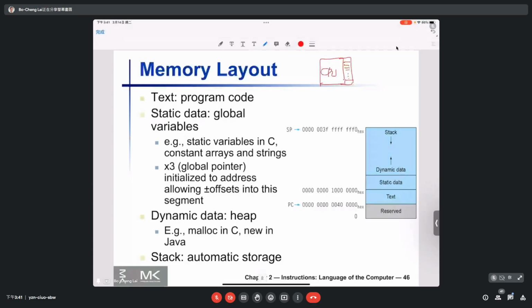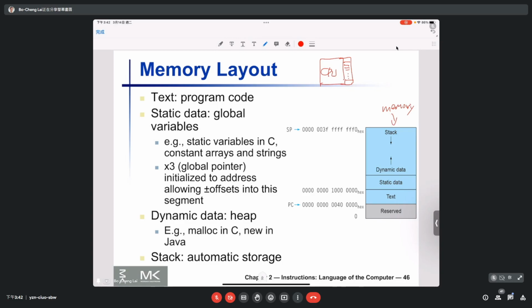Okay, is that okay? All right, so for the memory layout on the right-hand side, you see that the memory has different addresses from 0 at the bottom all the way to the max on the top. And this is how a computing system usually uses the memory. Starting from the bottom, you will have a reserved area, the area that nobody can use, that's reserved for the system.